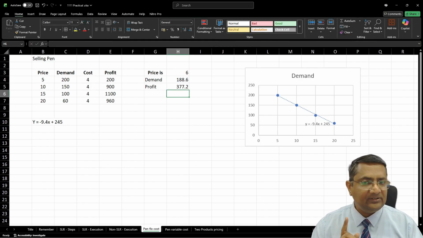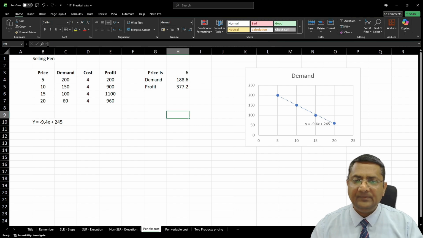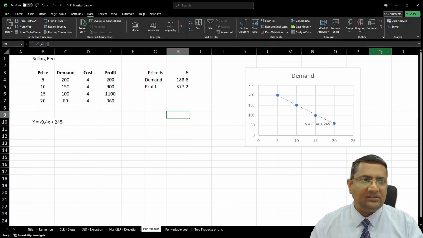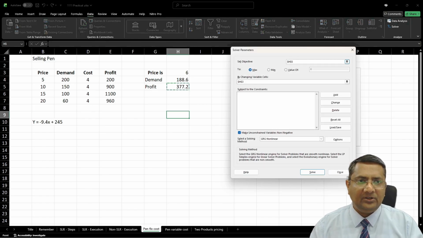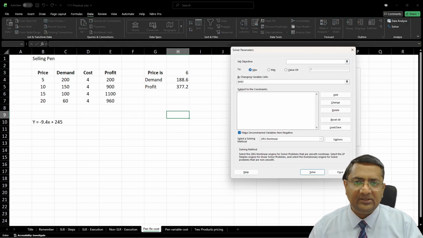Now the third step. What is our third step? We want to find out the optimum price where we will have the maximum profit. How we will do it? We will use the data solver using Excel. What is our objective? Our objective is to maximize profit. Just click here and click here. So click on maximize and maximize profit. And what is our variable? Our price. So just click on the price. This is our variable. Then click on solve.